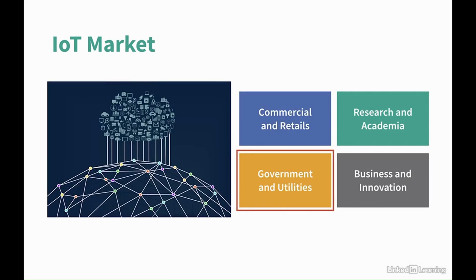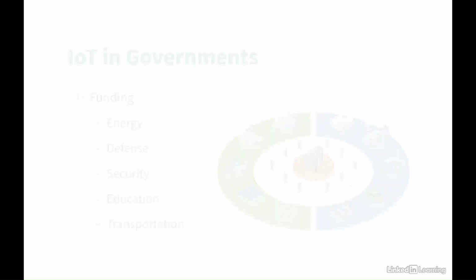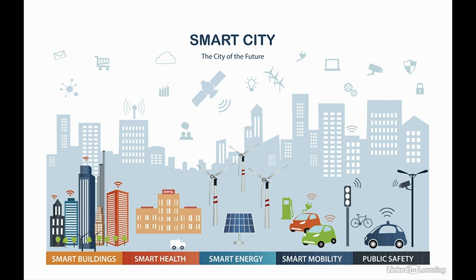Government and utilities. Government can help in shaping IoT markets and technology through funding in areas like energy, defense, security, education, and transportation. Utilities also contribute to the IoT market. Examples of utilities include smart cities and smart grids. This includes the IoT devices used within the city environment, like traffic cameras, security cameras, smart meters, smartphones, smart home automation, and cloud intelligent networks.